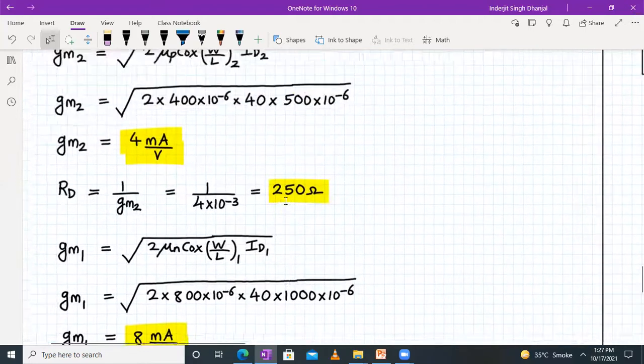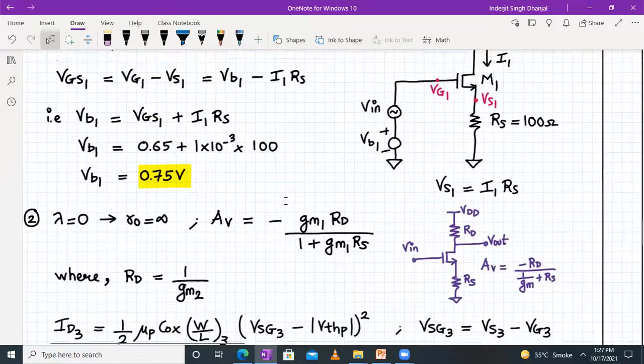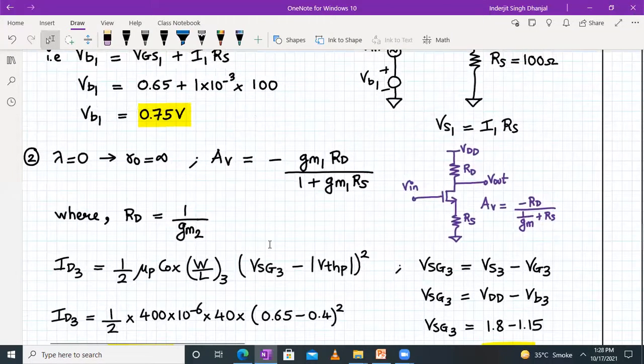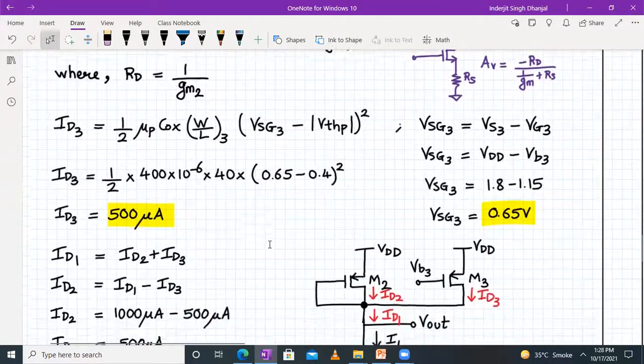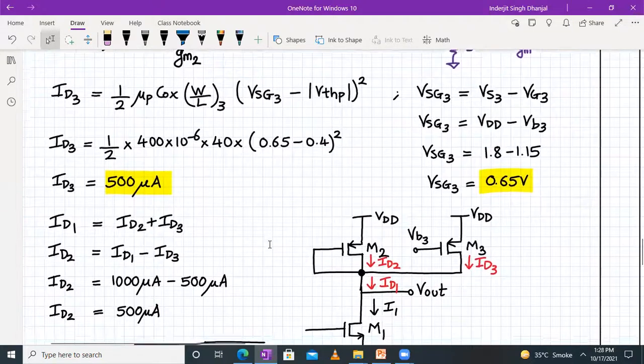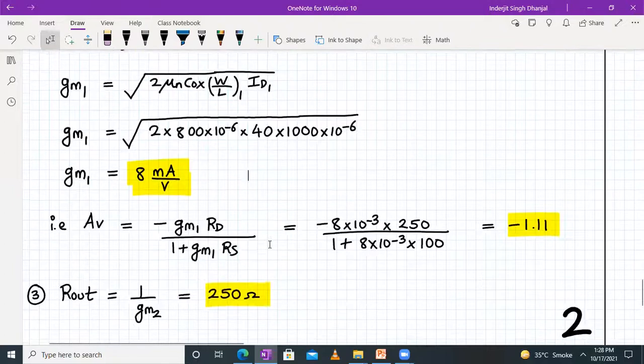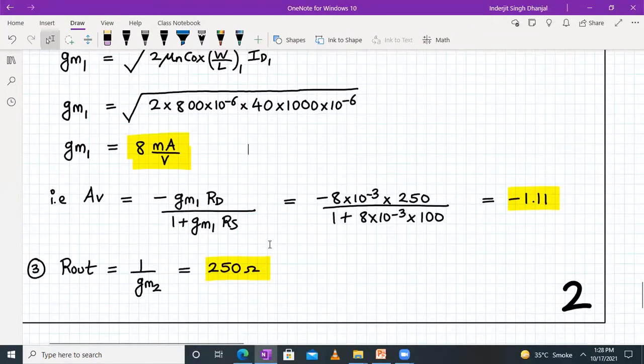Figuring out the formula also will get some marks. For finding the value of ID3, VGS3, then GM2 and RD, GM1, and finally the value of AV, if it is a 20 marks numerical, this step will definitely fetch you more than 10 marks, there are 12 marks for finding the value of AV.